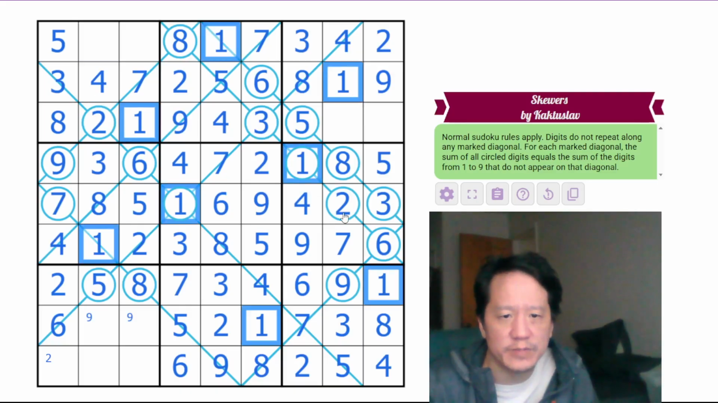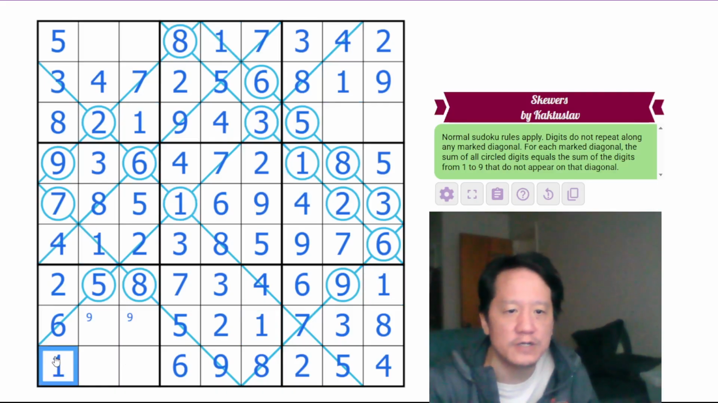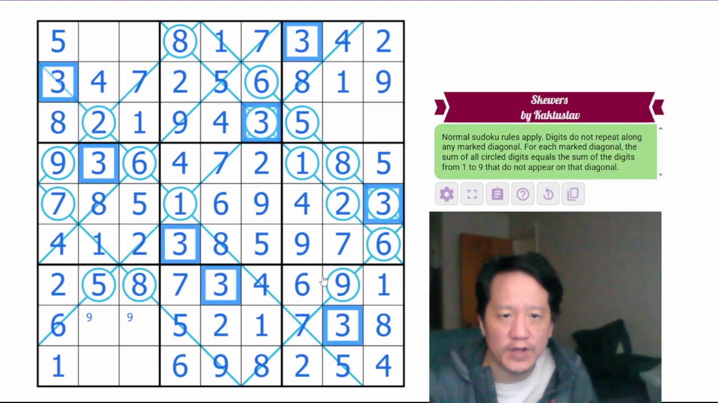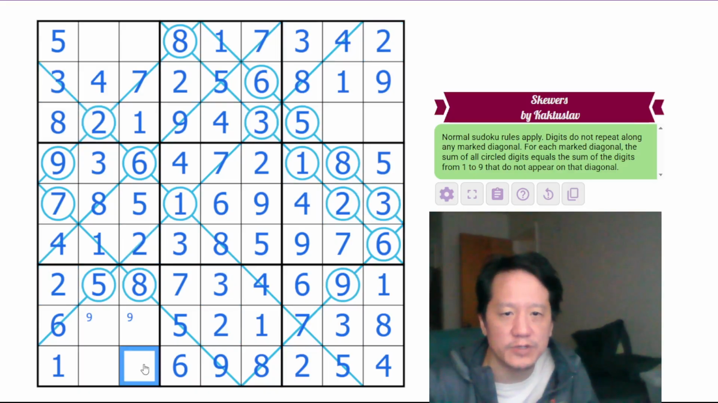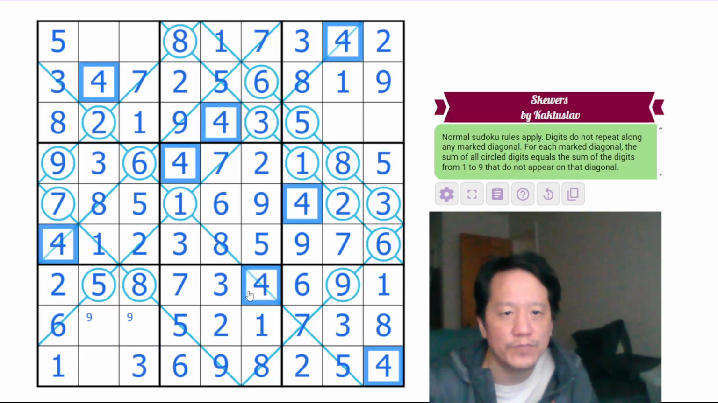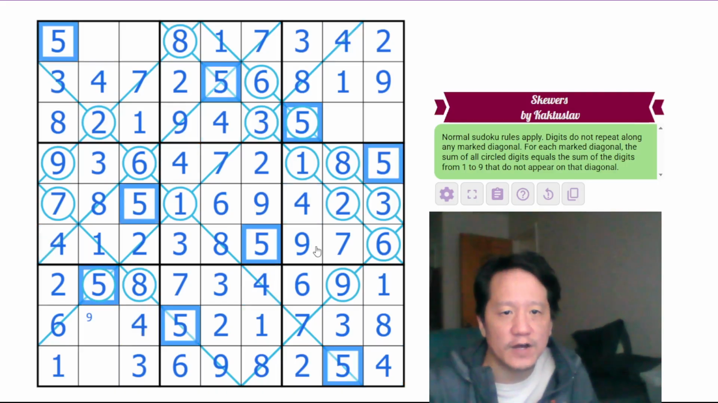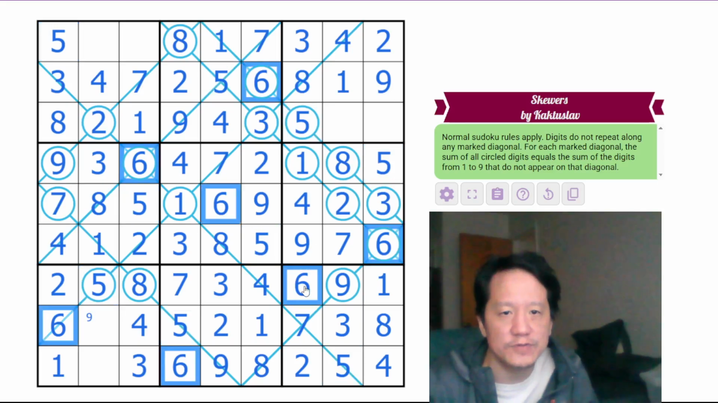We should have a decent amount of stuff. Yes, okay, so 1, we have 8 ones. We know the remaining 1 is here. 2s. We have 9 2s. We have 8 3s. We know where the last 3 has to be. It has to be there. 4s. We have 8 4s. We know where the last 4 has to be. It has to be there. 5s. We have 9 5s.